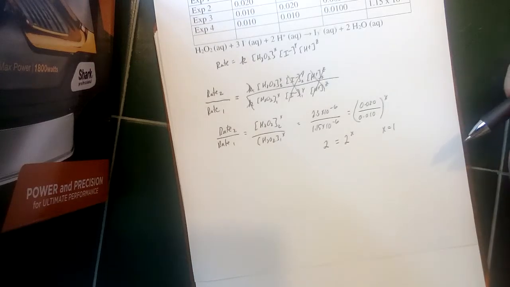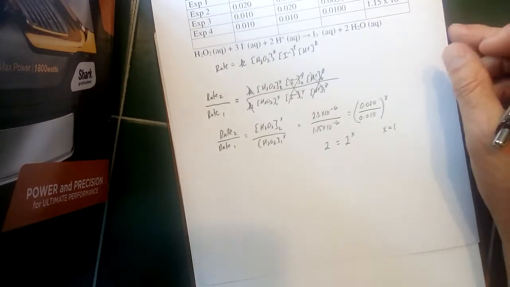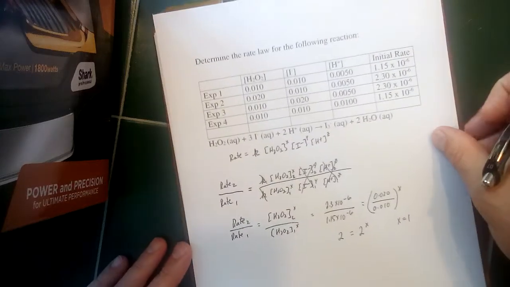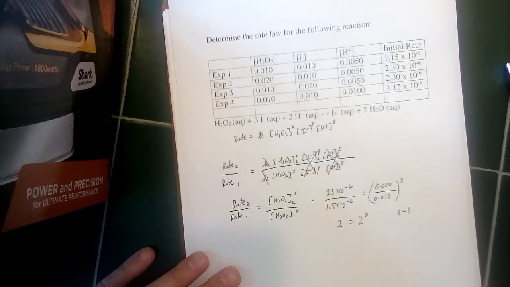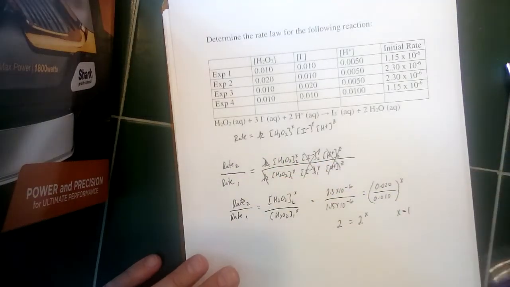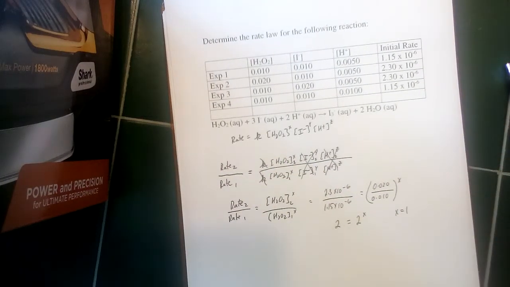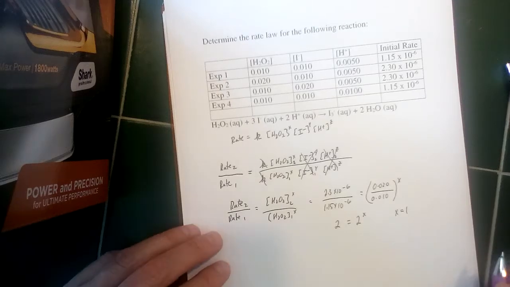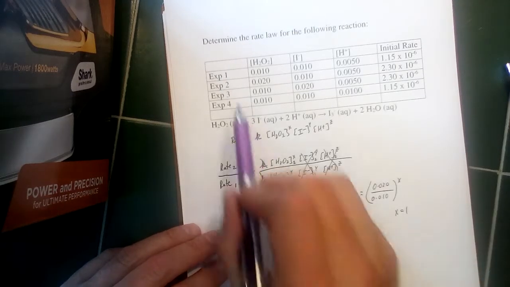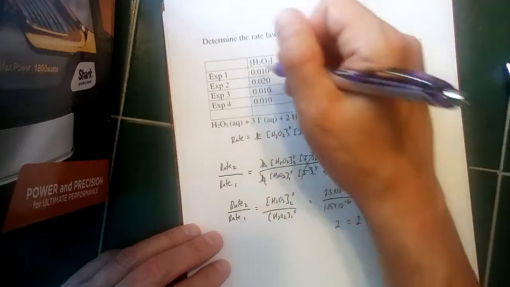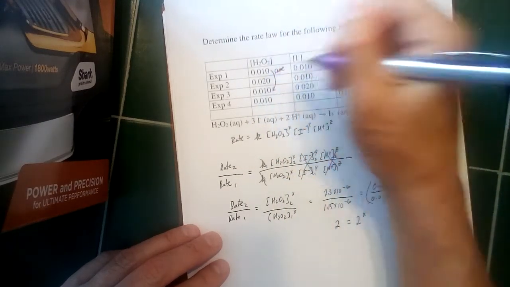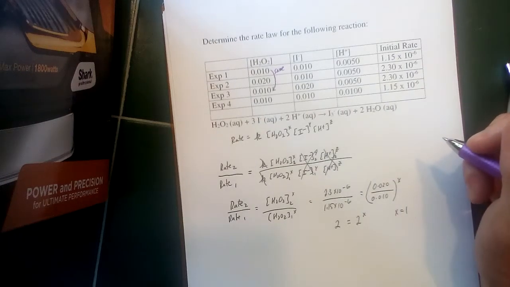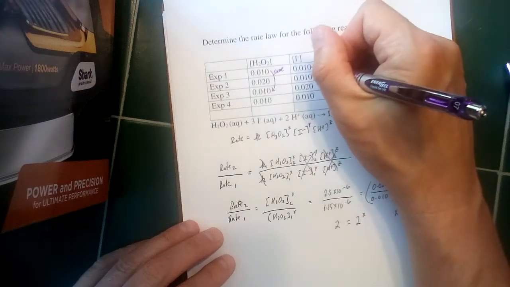Okay, so I've got one of those exponents now. I need to do the same thing for the other two components. So let's try to do this in a little quicker fashion, right? Without having to write out all the things that cancel out. Let me just try to evaluate what's happening in the problem. So if I look at experiment 1 and experiment 3, hydrogen peroxide stays the same between those two experiments, right? That's good. That's what I'm looking for.